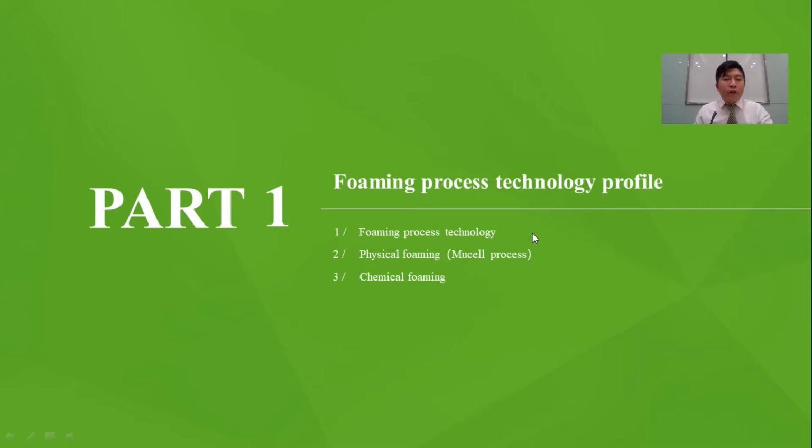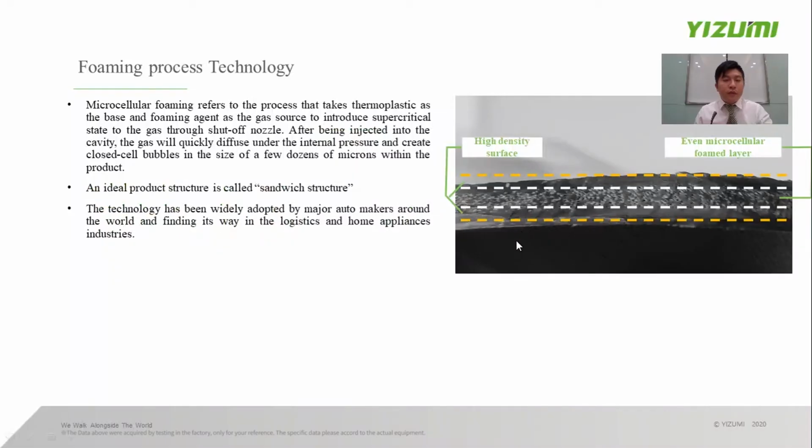Okay, for the first one, it's about the forming process profile. It has three sections as well. I will introduce them one by one. Firstly, the forming process technology. Actually, forming process is the short name for microcellular forming.